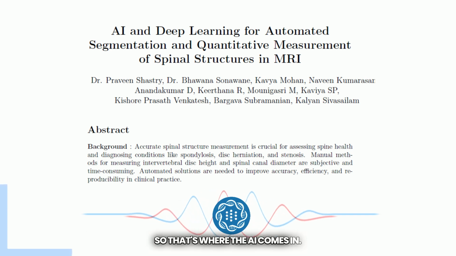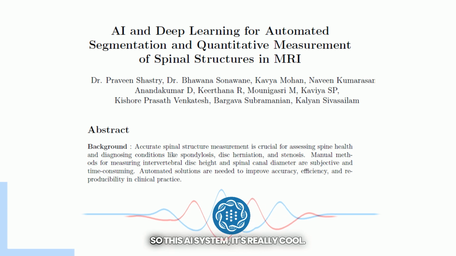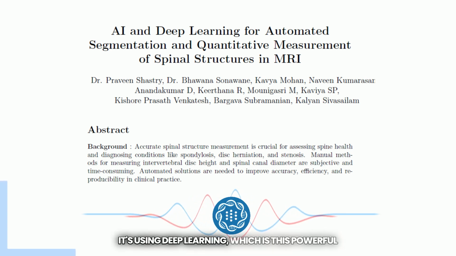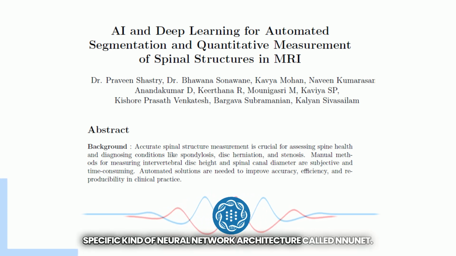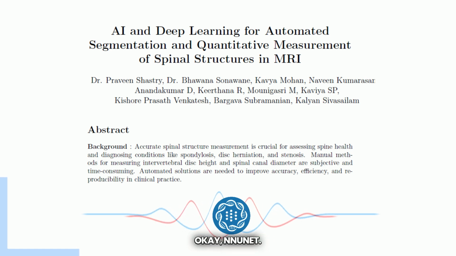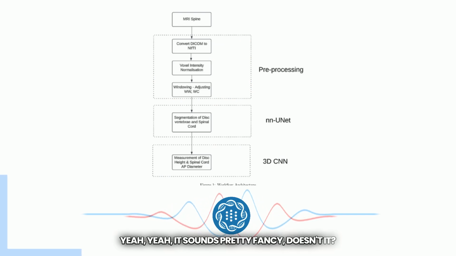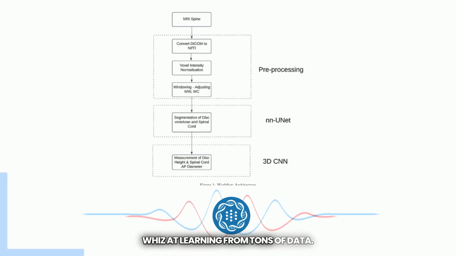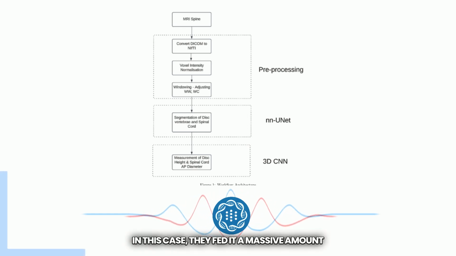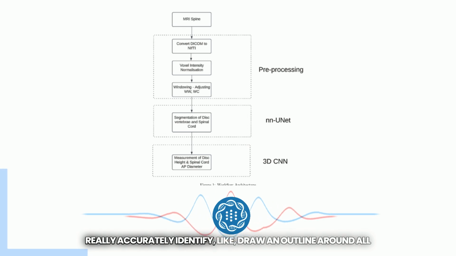So that's where the AI comes in. Tell us a bit about the system that they developed in this research. How does it actually work? So this AI system, it's really cool. It's using deep learning, which is this powerful type of AI, and it's combined with a specific kind of neural network architecture called nnU-Net. Okay, nnU-Net. I'm already lost. Yeah, it sounds pretty fancy, doesn't it? But basically, this nnU-Net, it's a real whiz at learning from tons of data. In this case, they fed it a massive amount of MRI scans, and it figured out how to really accurately identify and draw an outline around all these different parts of the spine.